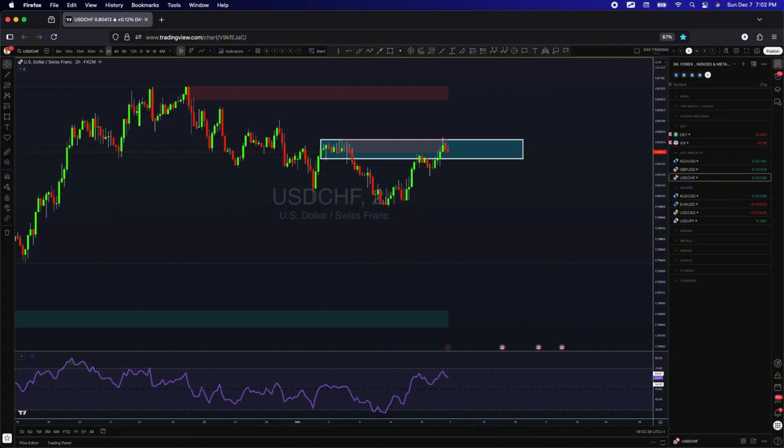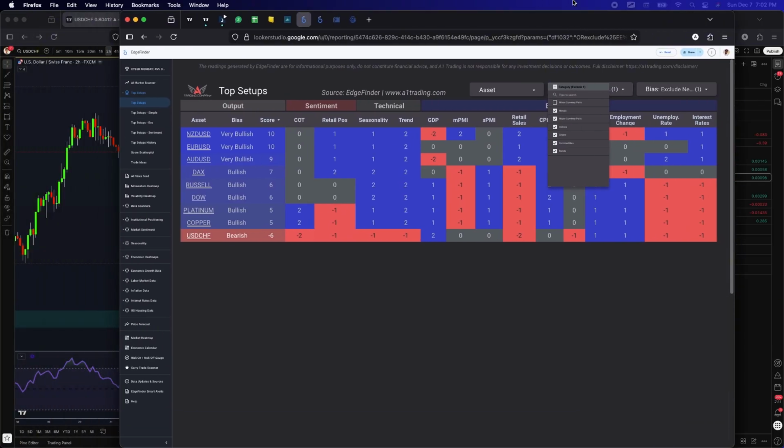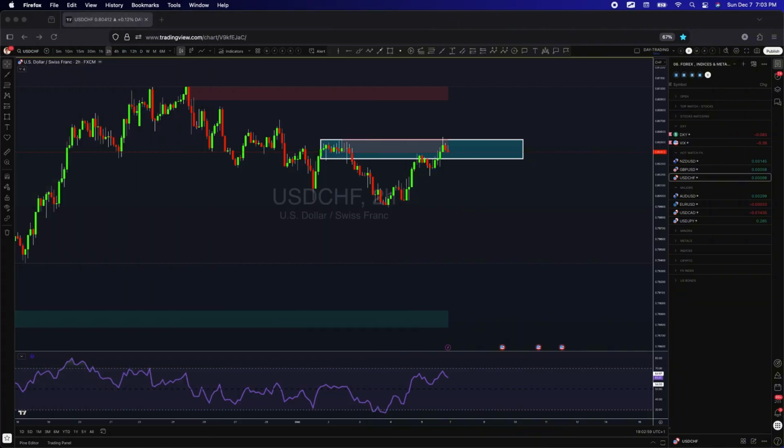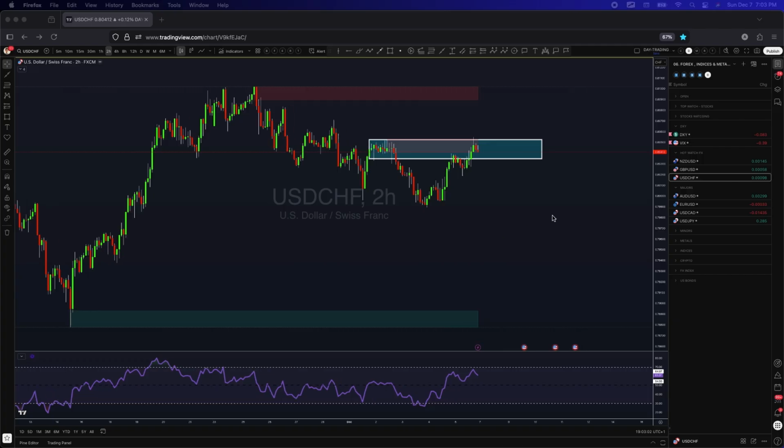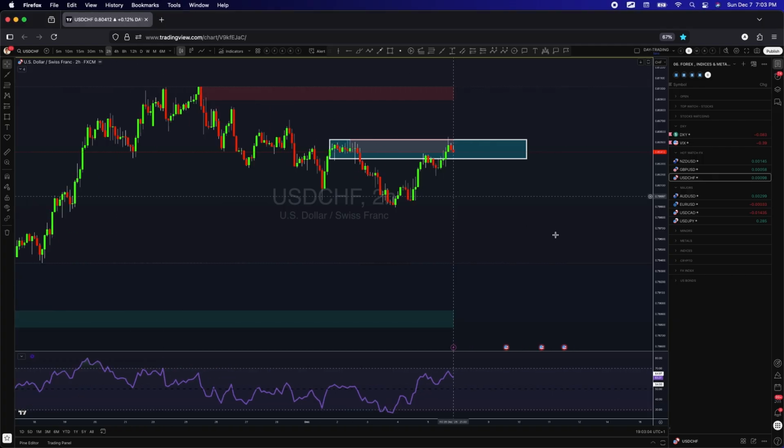And coming back to Edge Finder, I think dollar Swiss is one of our trade setups that kind of makes sense on the major currencies. Right here, dollar Swiss is one of the currency pairs that is quite bearish. Okay, bearish -6. So if I want to look into dollar Swiss short, I kind of like the whole setup personally. So I will be shorting dollar Swiss on the 4-hour time frame though.